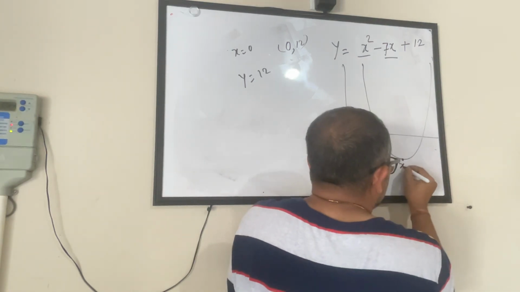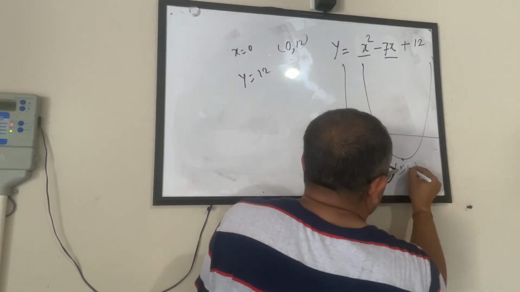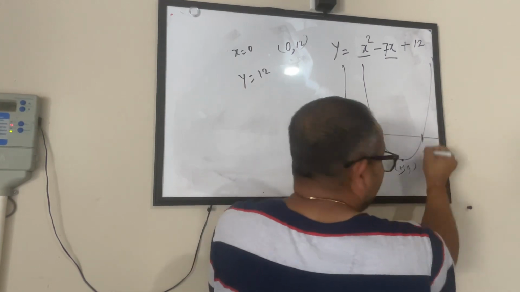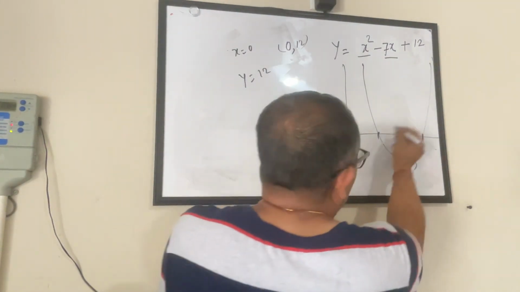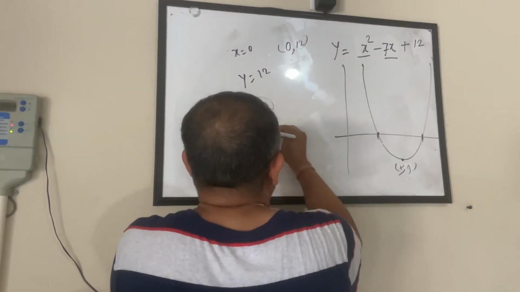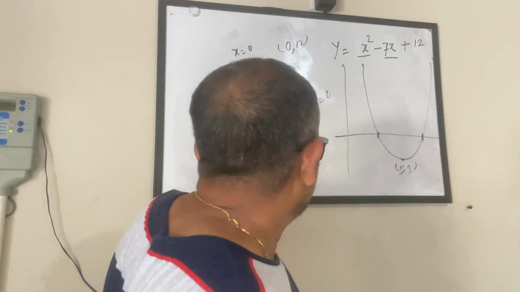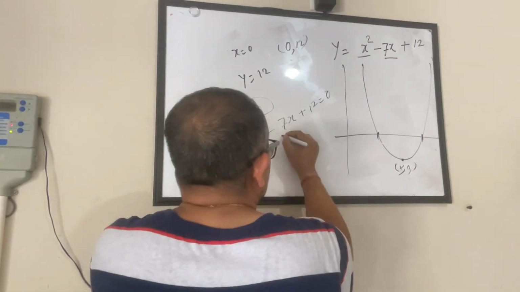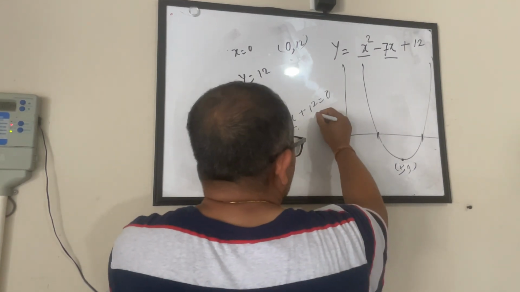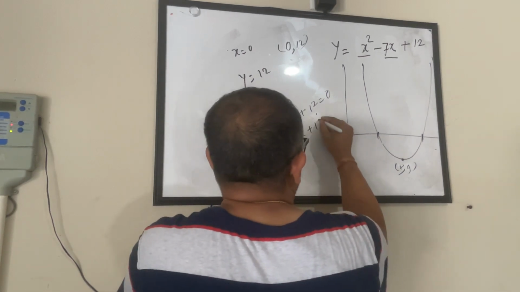Let's say this is P and Q. Now, what we have to do is find where it touches the x-axis, meaning wherever the value of y is 0. So I'll put y equals 0 in this equation. So it becomes x squared minus 7x plus 12 equals 0. Now I will solve this one. The middle term minus 7x splits into minus 4x minus 3x, since 4 times 3 gives 12. So x squared minus 4x minus 3x plus 12 equals 0.